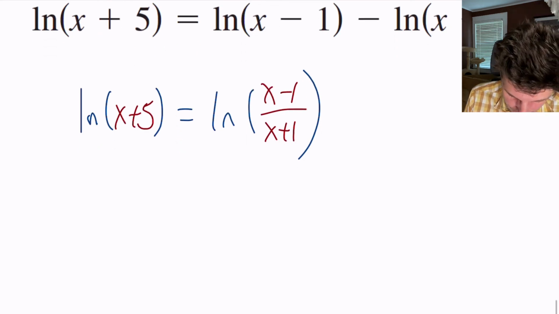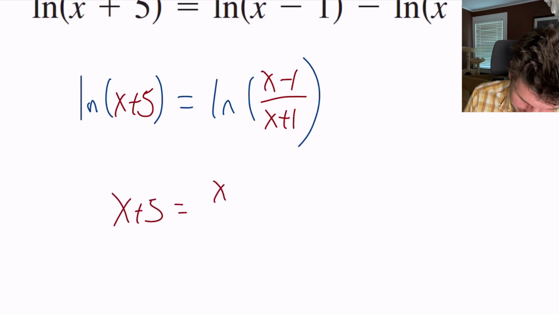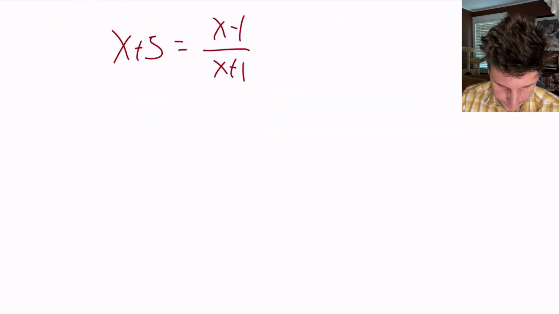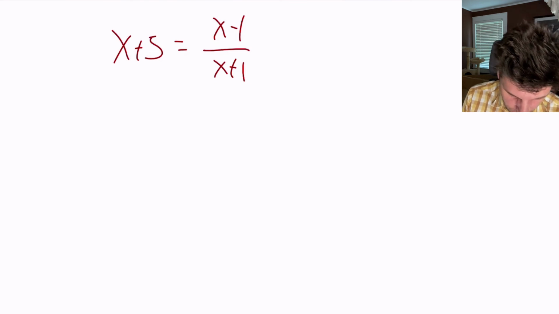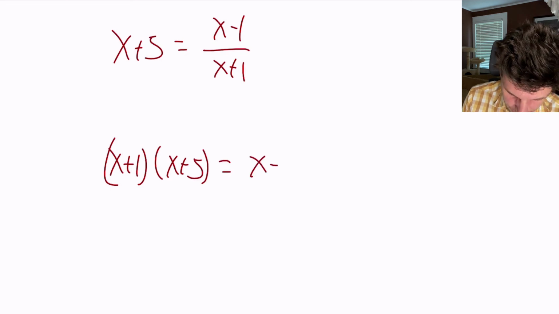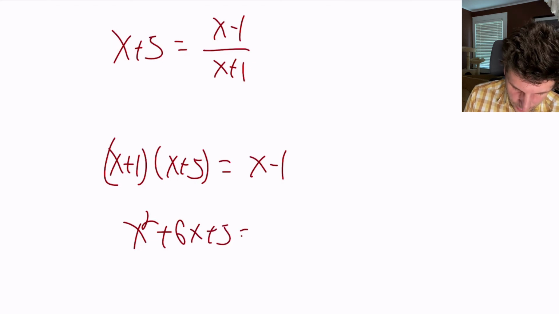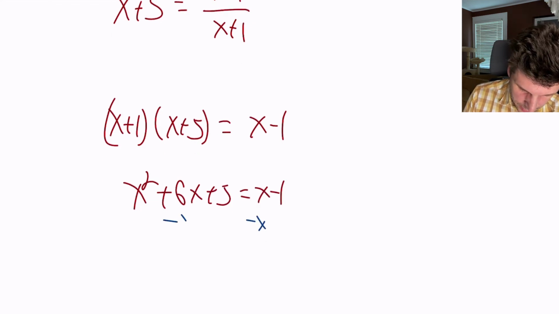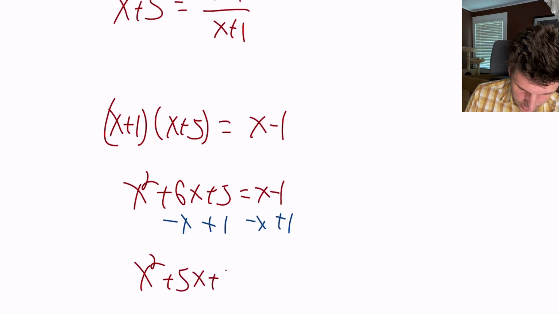Sorry for the sounds in the background. It's just the way things have to be. x plus 5 equals x minus 1 over x plus 1. And, all right, sorry, there's an interruption there. So then I'm going to multiply both sides by x plus 1. And we have x plus 1 times x plus 5 equals x minus 1. x squared plus 6x plus 5 equals x minus 1. Then we have x squared plus 5x plus 6 equals 0.